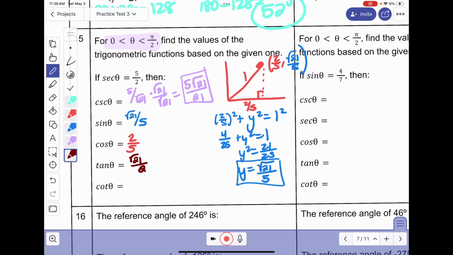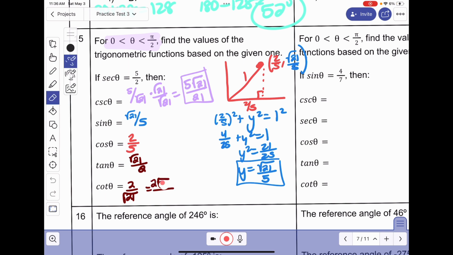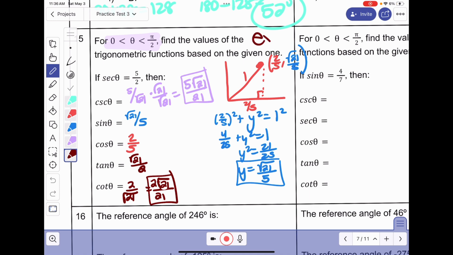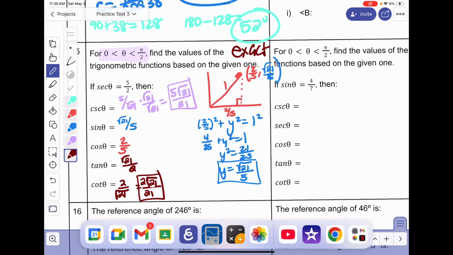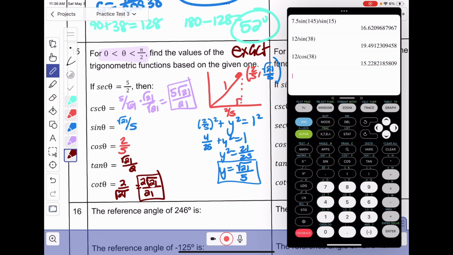And then cotangent flips that. So just like cosecant, we're going to flip it. But then we multiply by the radical. So we get 2 root 21 over 21. That is the cotangent. Those are the exact answers. If it says exact, you have to do it that way. If it doesn't say exact, you can turn it into a decimal.